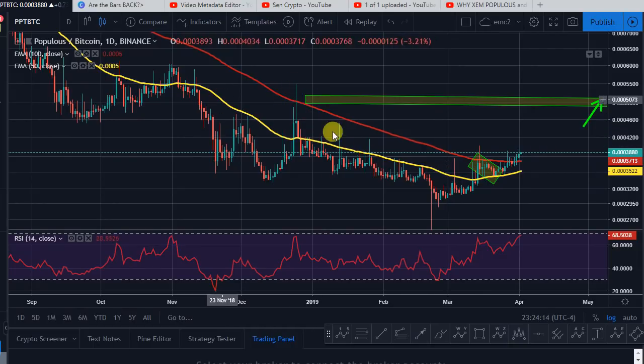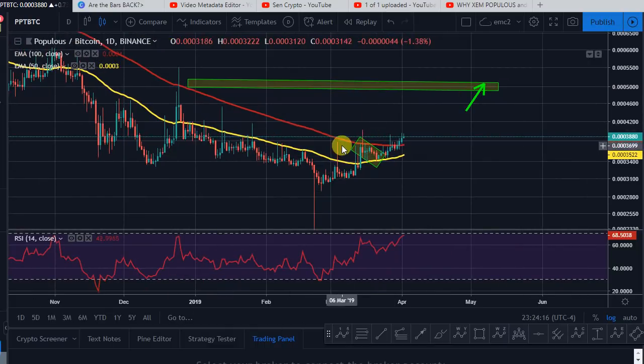So it doesn't have to take 3 to 5 weeks for POPULOS to hit 50,000 sats, especially when WALTON is extremely bullish. And I said it in all my videos, WALTON and POPULOS, they move together. So most of the time you don't see a WALTON breakout before POPULOS. Most of the time it is the opposite.